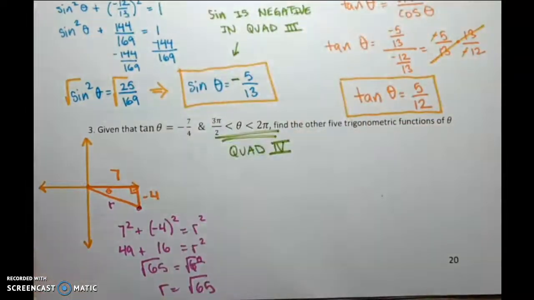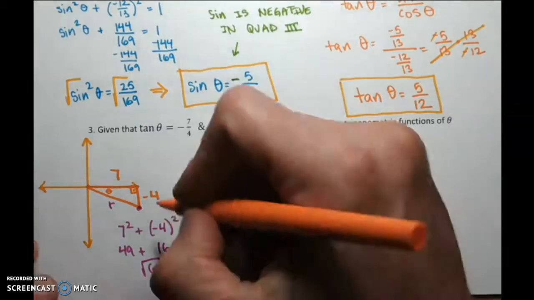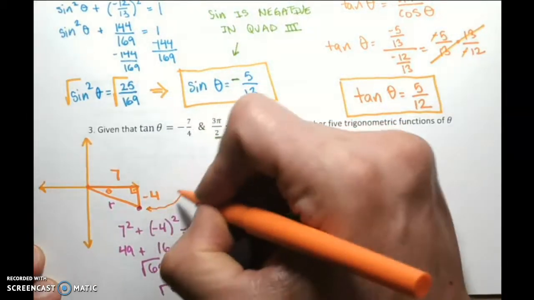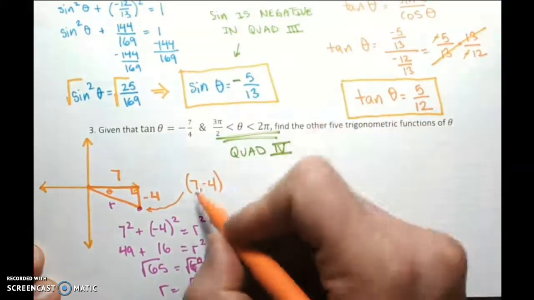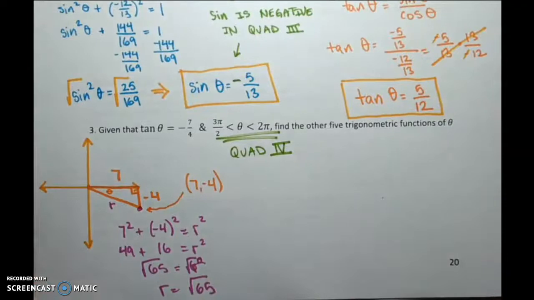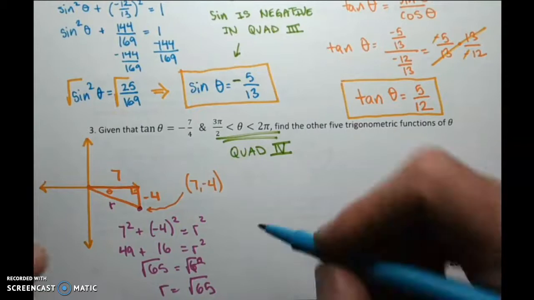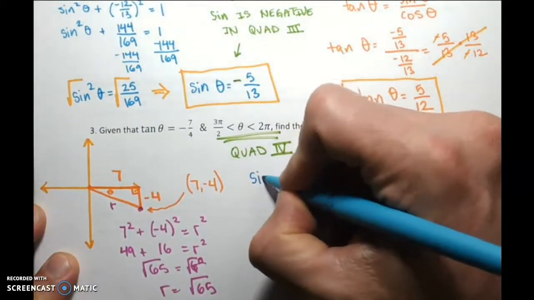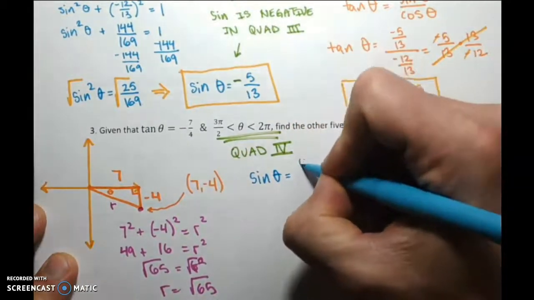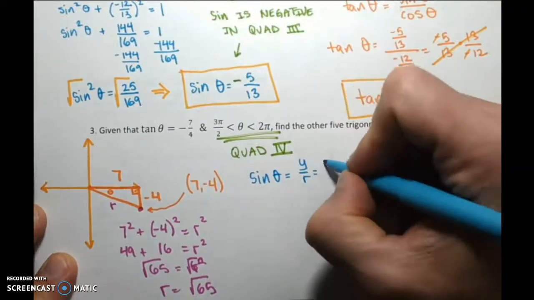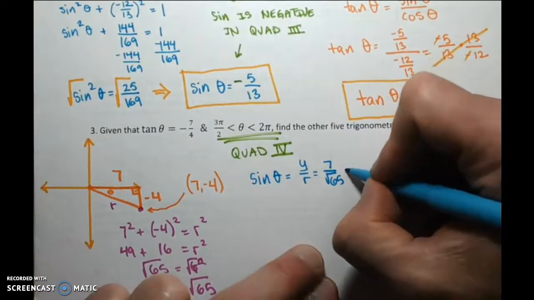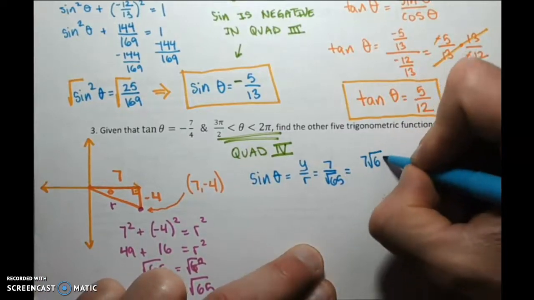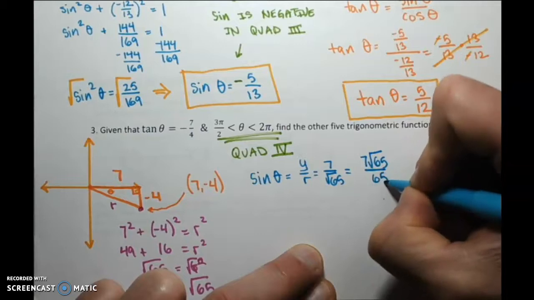Let's do that just real quick. That point right there is 7, negative 4. So there's my x is 7, my y is negative 4. Okay. So now I'm going to go ahead and write my trig ratios. So sine theta, again, is y over r. So that's negative 4 over root 65. Make sure you multiply root 65 on both top and bottom. I get negative 4 root 65 all over 65.